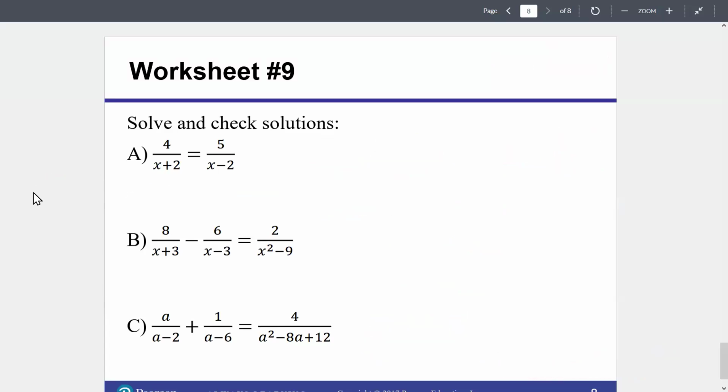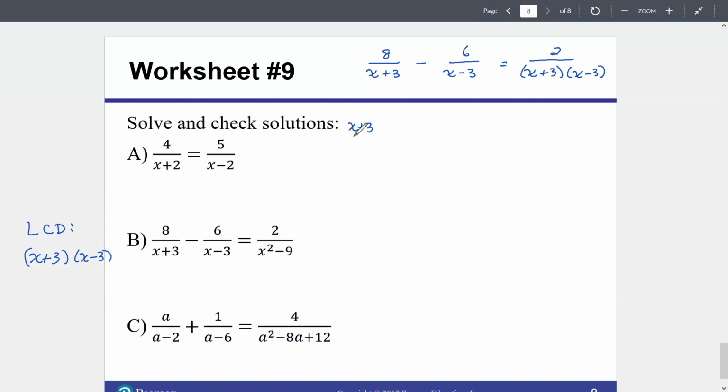Okay, so let me do B next. So B, I'm going to start up here with B. We're going to have 8 over x plus 3 minus 6 over x minus 3 equals 2. And if I factor that, that is x plus 3, x minus 3. So in this case, my LCD is just going to be, if I look at each one of my denominators, I have an x plus 3, and I have an x minus 3. So we just multiply everything by that. So x plus 3 times x minus 3.